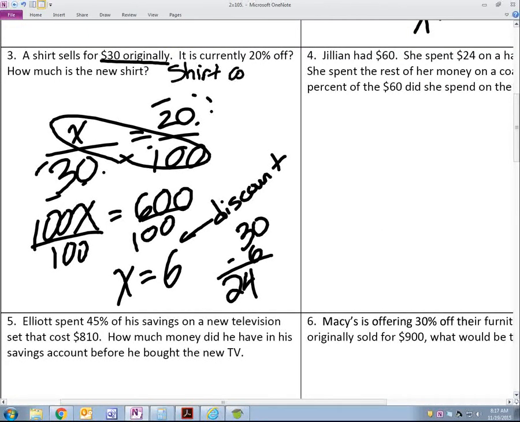Shirt costs $24. Yes, $24. I thought X equals $24. X does not equal $24 because X is the amount of discount. They're asking you what the price of the shirt is, and if you tell them X is $26, they'd be like, great. Why does X cost $26? We're talking about shirts, right?